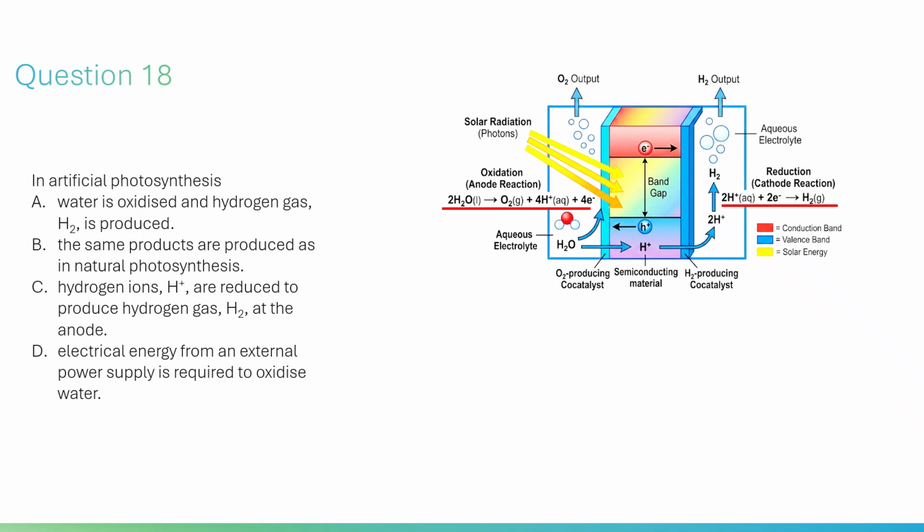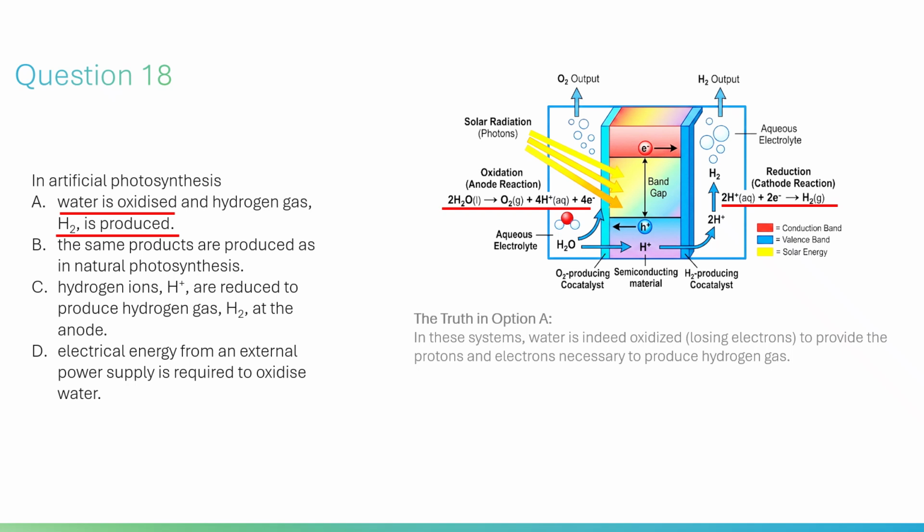Evaluating the claims. The truth in option A. In these systems, water is indeed oxidized, losing electrons, to provide the protons and electrons necessary to produce hydrogen gas. This accurately describes the core chemical transformation of the technology.